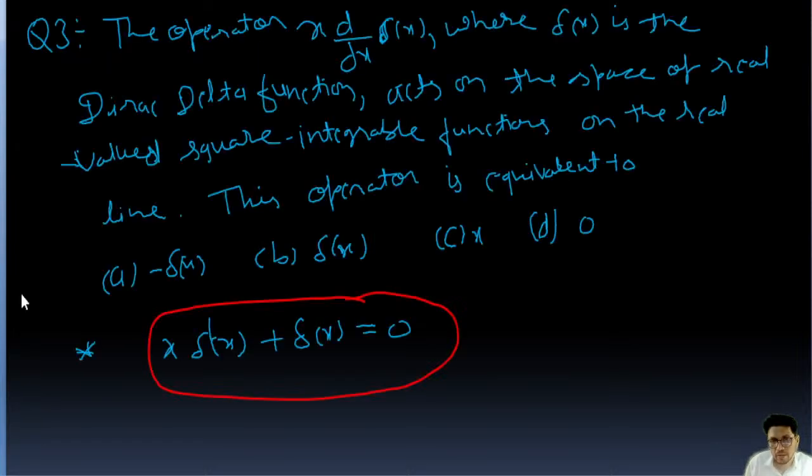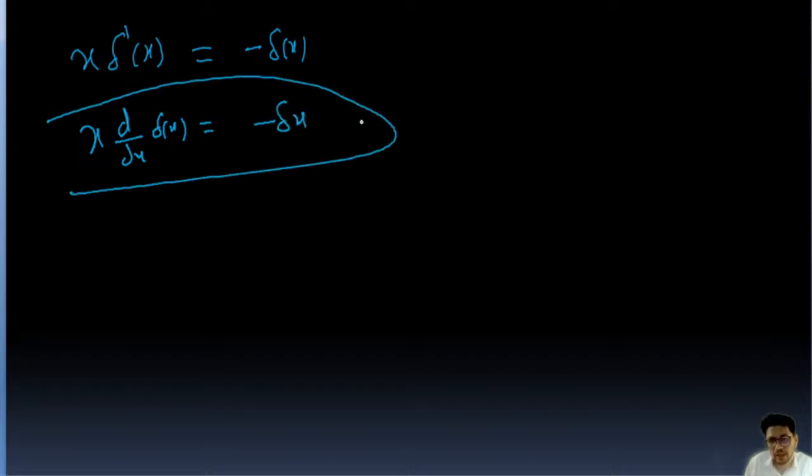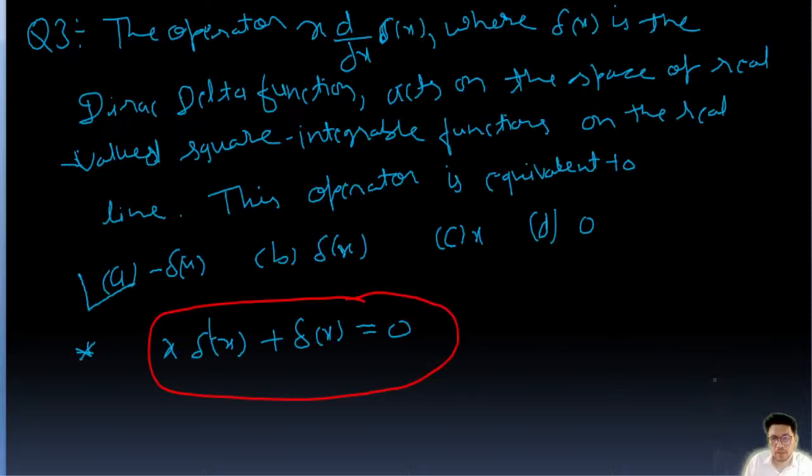From this, we can write x d/dx delta(x) is going to be minus delta(x). So the value is this; it is a very simple question if you know this property. Which option is matching? Option A is matching, right?